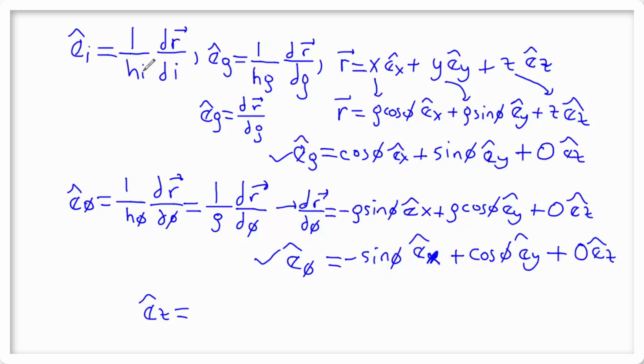Ez is equal to, according to the formula here again, 1 over hz times dr over dz. So what can I find here? It says to take the derivative with respect to z and multiply by hz. I know this because hz is a length. So let's see dr divided by dz. Let's find it.